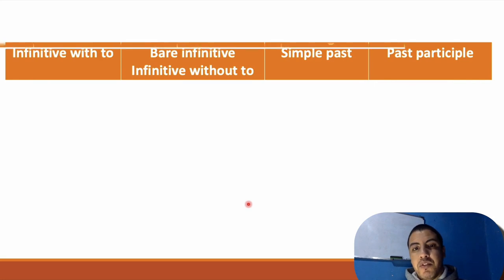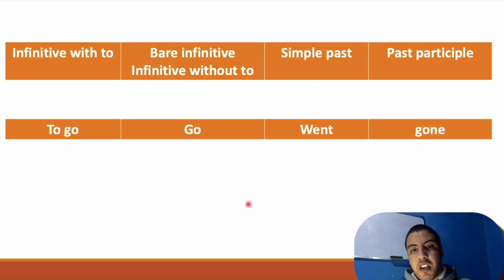But before we move on, I would like to make a very quick summary of some types of verbs that we have in English. Okay, so we have four types, but we have other types. We are going to focus today on four. So we have infinitive with to. We have bare infinitive, or sometimes it's called infinitive without to. Then we move to simple past, and we have past participle.